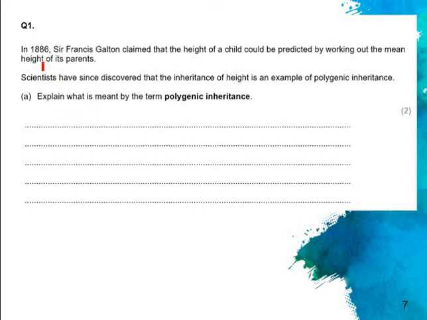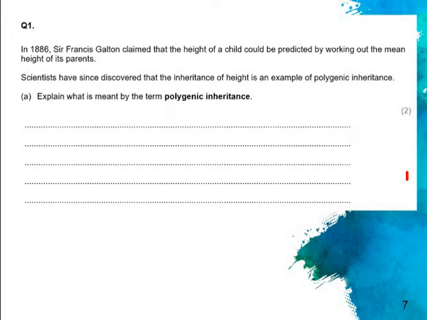Okay, so in 1886, Sir Francis Galton claimed that the height of a child could be predicted by working out the mean height of its parents. Scientists have since discovered that the inheritance of height is an example of polygenic inheritance. Explain what is meant by the term polygenic inheritance.